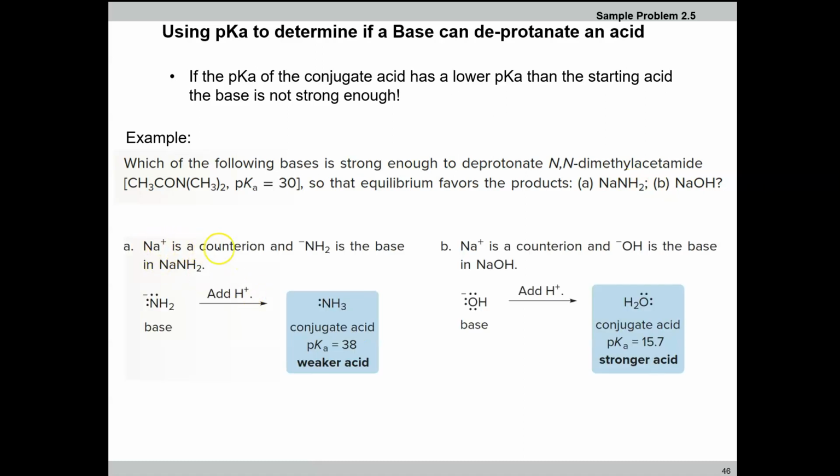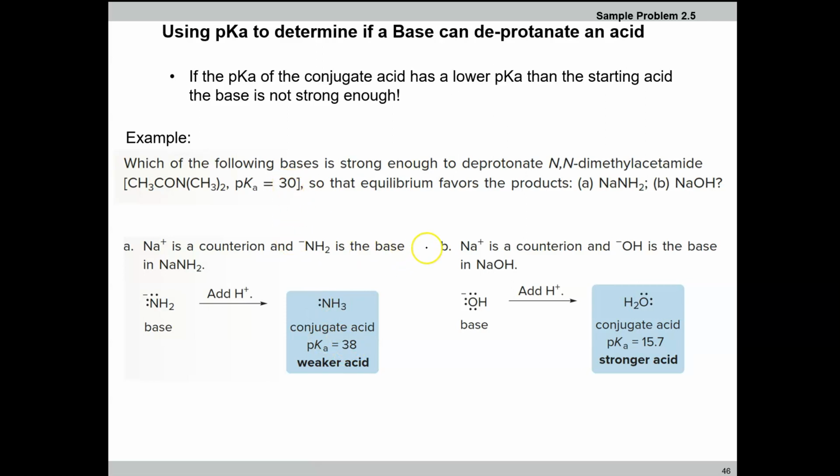If we have sodium as the counter ion, NH2 with a minus charge is the base. We're going to add an acid, and we're looking at the pKa. This final product is going to be a 38. So 38 compared to 30, the starting acid is the stronger acid. So that first reaction will move forward because the product acid is weaker than the starting acid that we're reacting with.